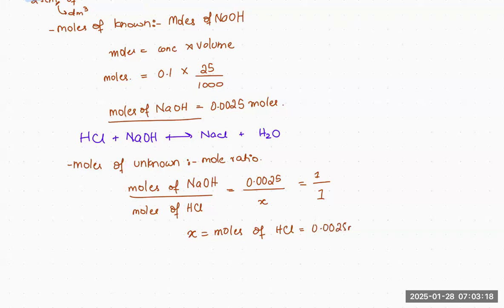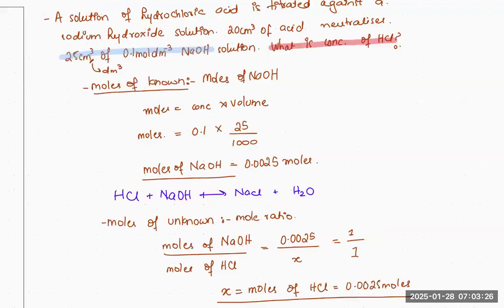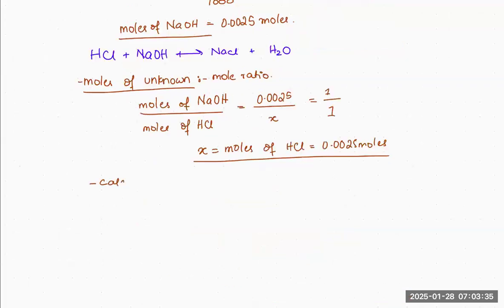Okay. Now that we have the moles of the known, first we found the moles of the known. Then we found the moles of the unknown. So known was sodium hydroxide. Unknown is HCl. Now the final thing is to calculate the value. What do we have to calculate? The question is about concentration. So we have to calculate the concentration. Shreya, what formula is there for concentration?